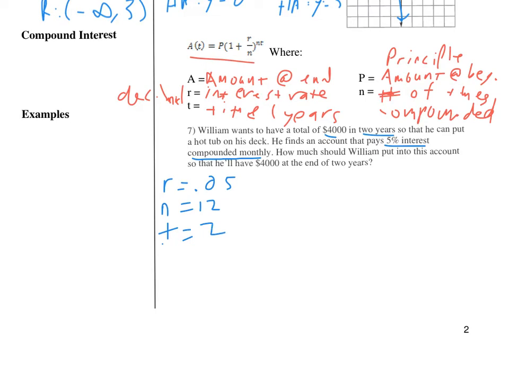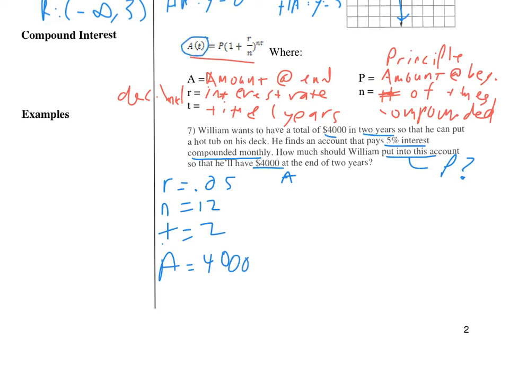And then kind of the weird thing here is it says, how much must William put in this account? And so it's asking for P. We want to know what P is, and it's saying we want to end up with $4,000. So it's kind of backwards from how it's often done. It's okay, we can still solve it like this. So P is our unknown, so I'm just going to plug in everything else.